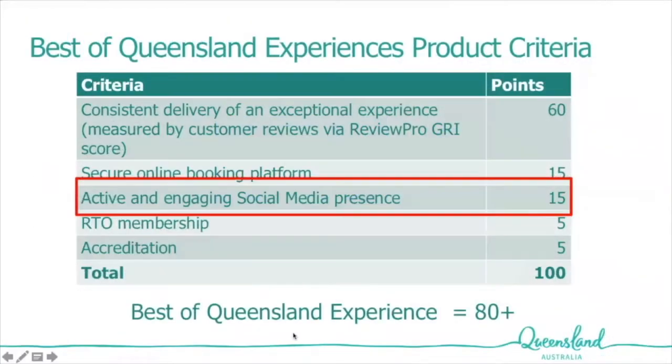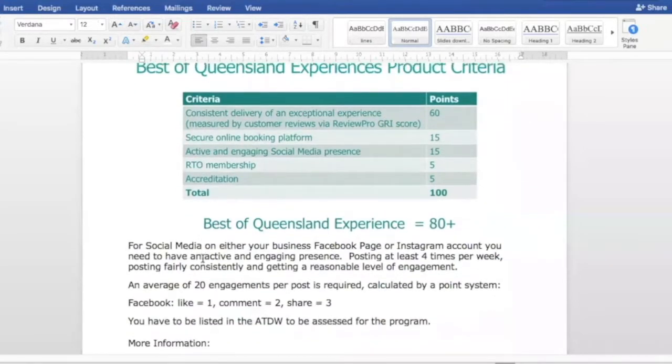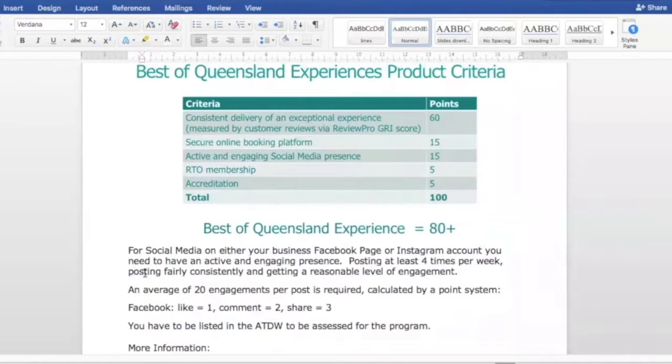If I just pop into the workbook for a moment, so there's some information here for you on page 5 that explains more about the Best of Queensland Experiences program. So we've got here how you are measured on having, for Instagram or Facebook, an active and engaging presence. So you can see here, posting at least 4 times per week, posting fairly consistently. So you're not posting 7 times one week, one the next. It's roughly 3, 4, 5 times a week. Maybe you're posting daily. That would be awesome. And you're getting a reasonable level of engagement.